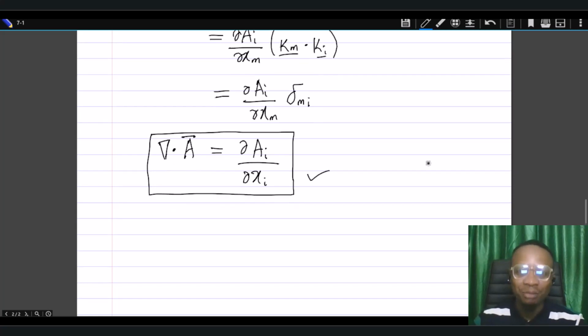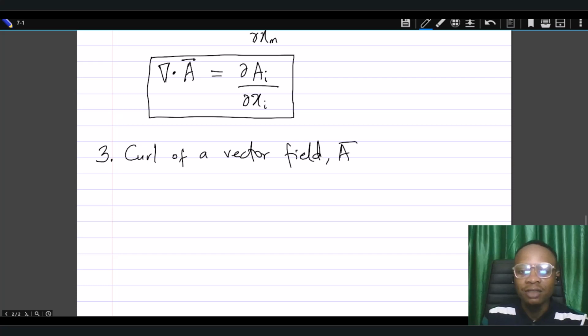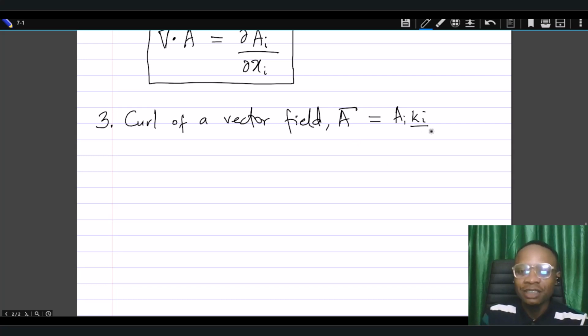Let us now move on to the curl of a vector field. What will be the definition for the curl of a vector field? So if we have a vector field, of course, defined still by some vector A, we can say again, like we explained up there, that let A be equal to AI Ki. For this also, we will let nabla be equal to, so we'll just use a different subscript just as we did up there. So let's say Km del xm.